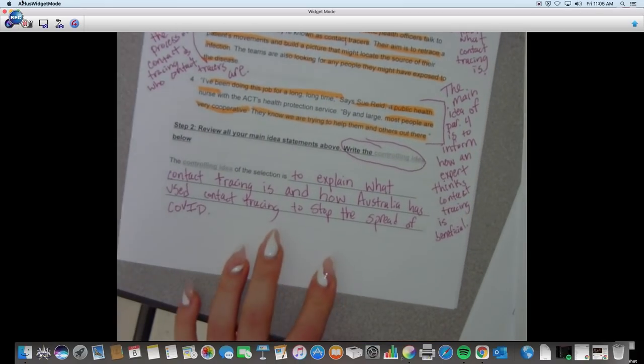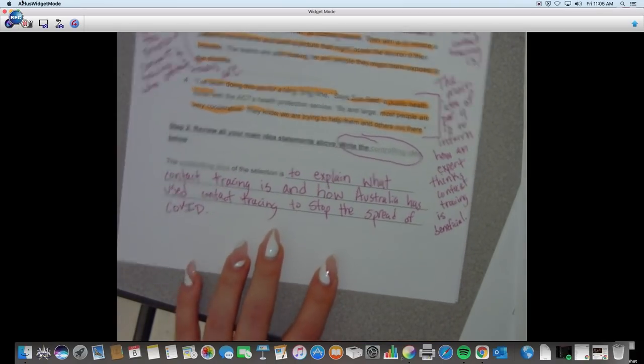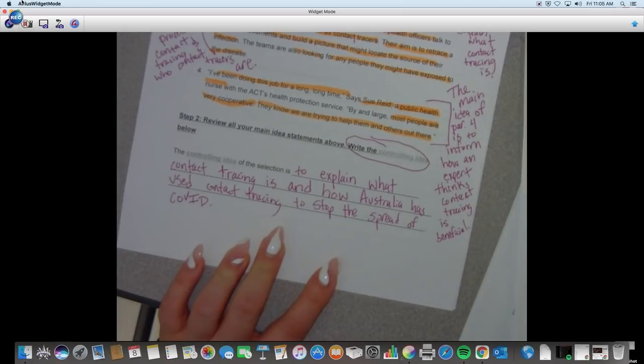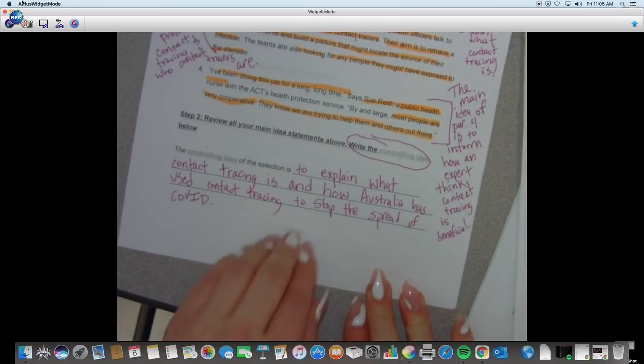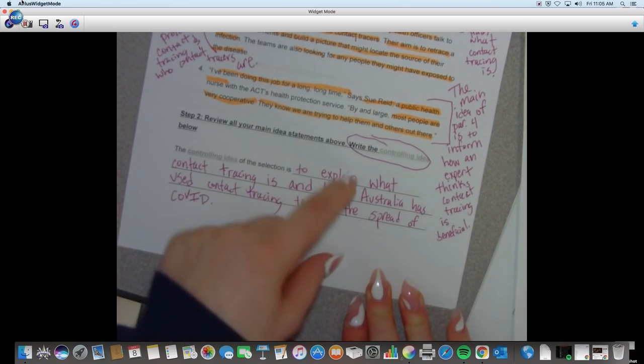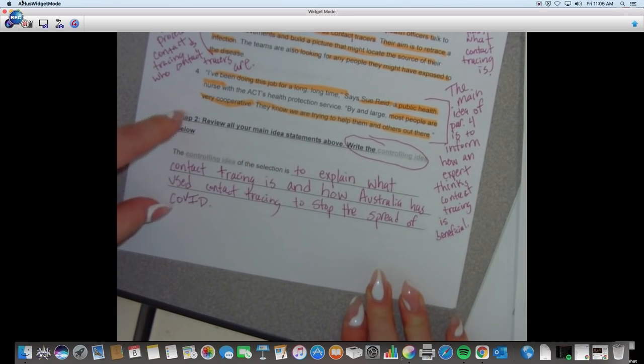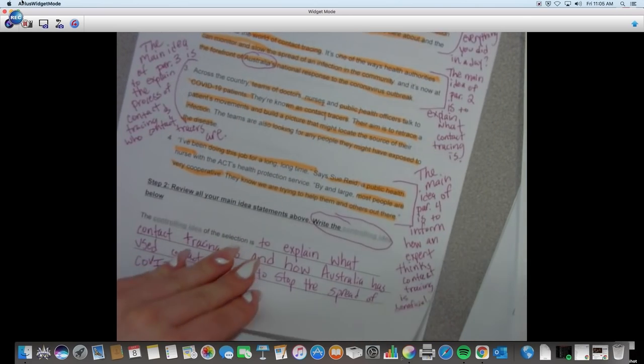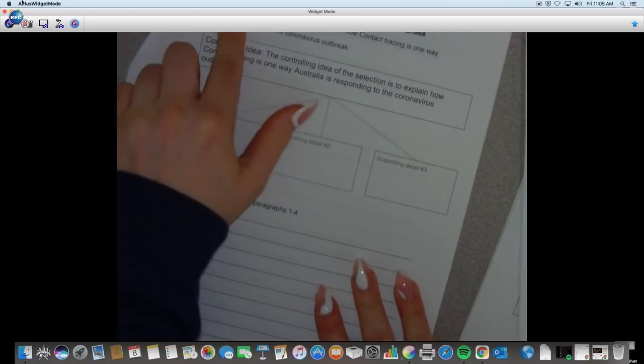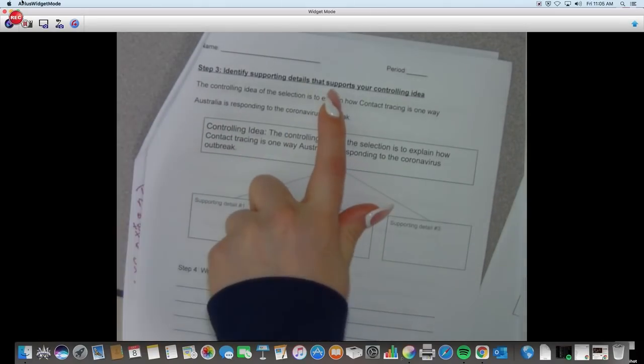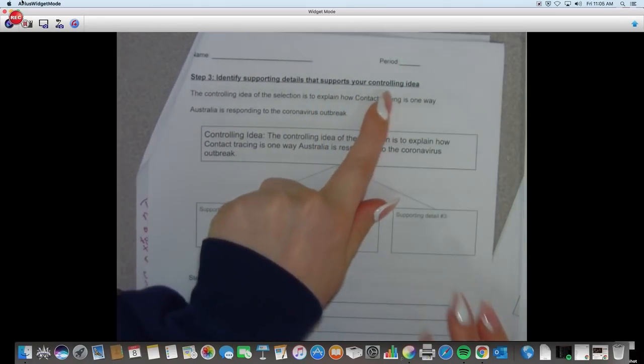So we're going to find some really important key details, important details, not unimportant details, things that don't matter. And we're going to find those details and make sure that they are actually supporting that this right here is what this selection is mainly about. So let's turn the page to page 2. And we're on step 3. Identify supporting details that support your controlling idea.